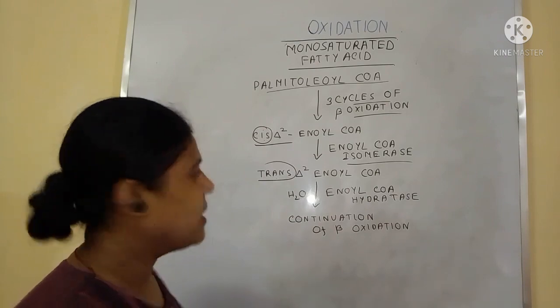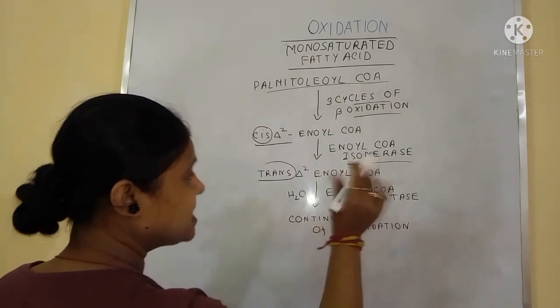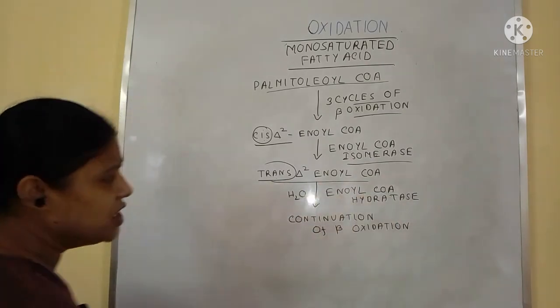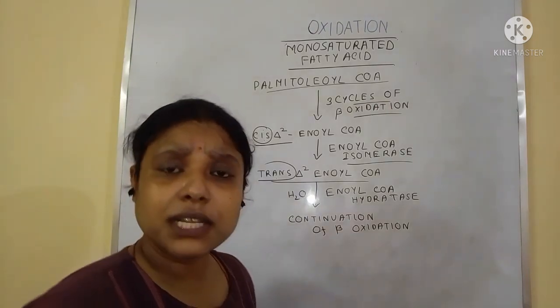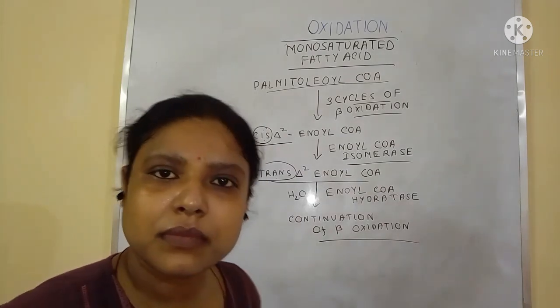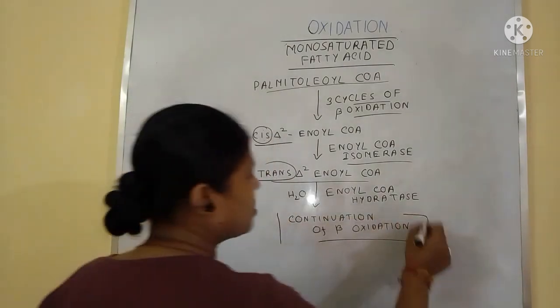enoyl CoA, and after that enoyl CoA hydratase converts the trans delta 2 enoyl CoA into another substance for the continuation of beta oxidation.